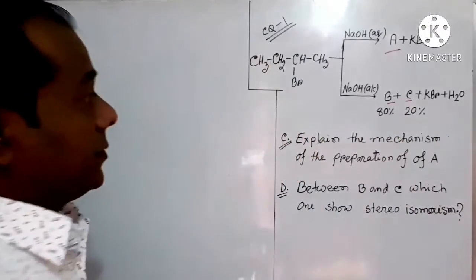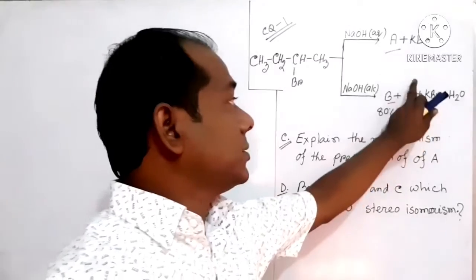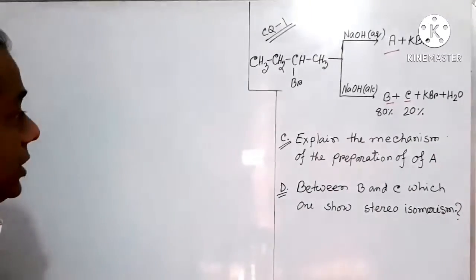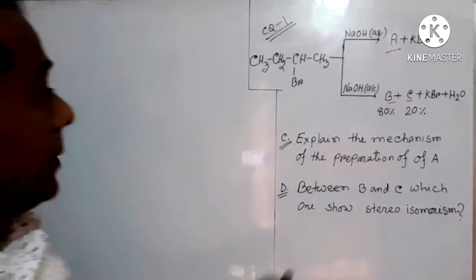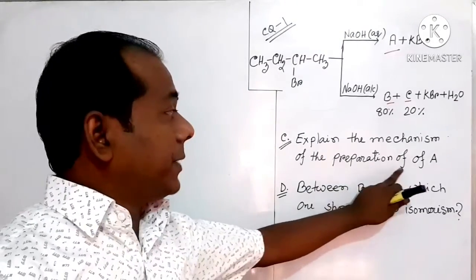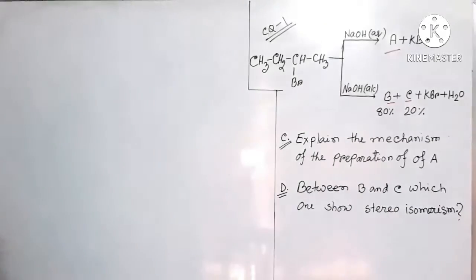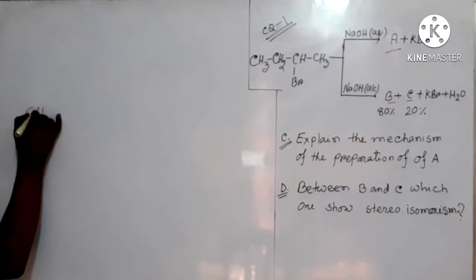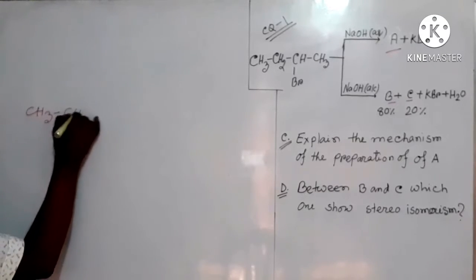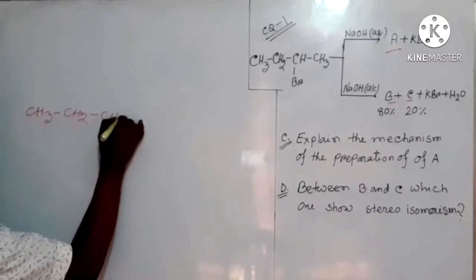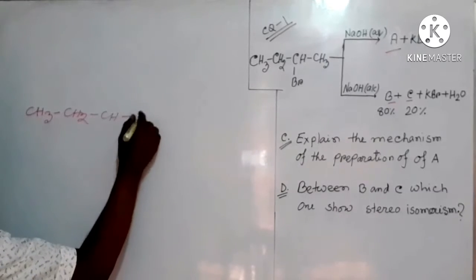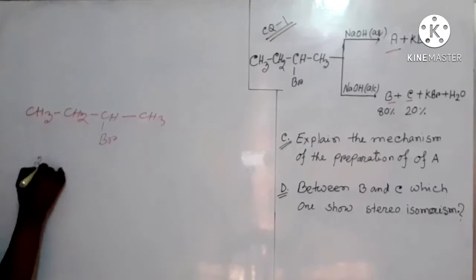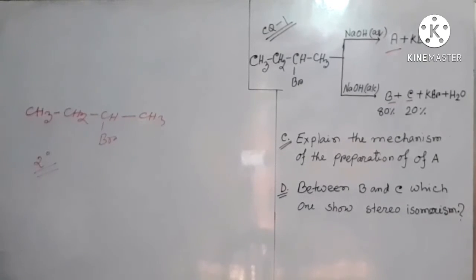The percentage of B is 80% and the percentage of C is 20%. Now our first question is, explain the mechanism of the preparation of A. Here we see the compound CH3CH2CHBrCH3. This is a 2-degree alkyl halide.